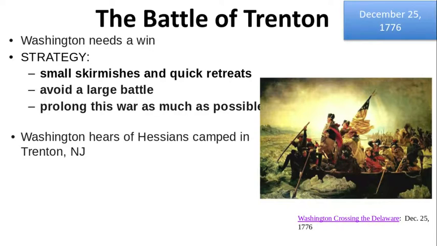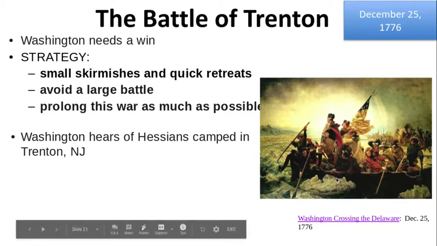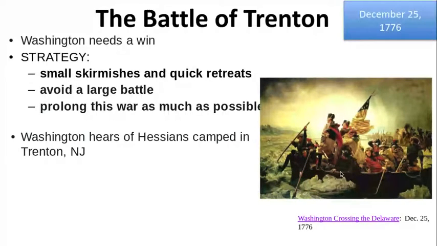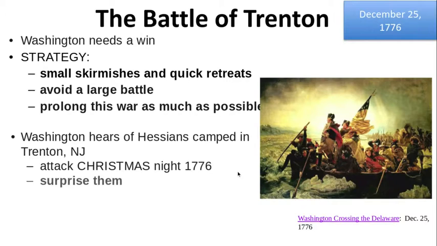So he knows about those Hessians camped in Trenton across the Delaware. He figures on Christmas night, they're going to be celebrating Christmas, and they're Germans, so they're probably going to be drinking a lot of beer. So the next morning, they're not going to be at their best. He also thinks no one will expect him to move at night. No one will expect him to try to cross this icy river in the middle of the night, especially when it's snowing and sleeting. And so his goal is to catch them by surprise.